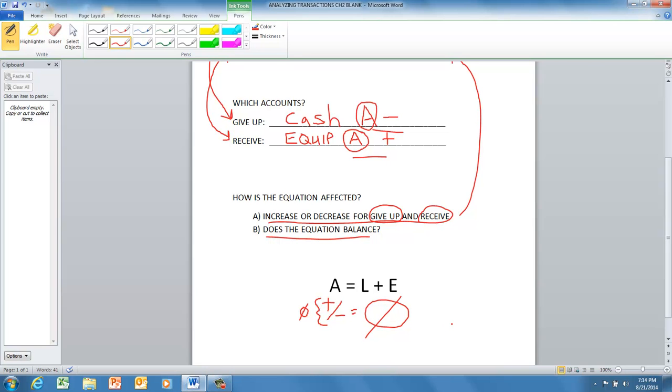I only have 3 options. I can say plus equals plus, have a plus on the left side and a plus on the right side of the equation, or I can have a minus equals minus, or I can have 0 equals 0. Those are your only 3 options. If you end up with a plus equals minus, you have done something wrong, and your equation doesn't balance, and you need to go back and fix it.